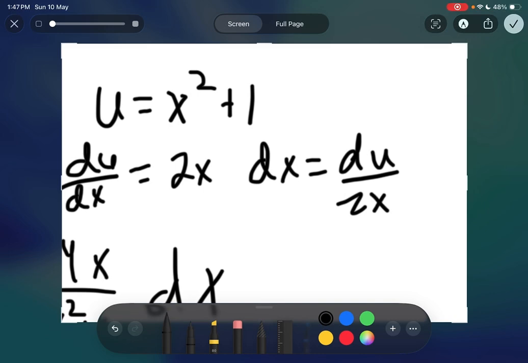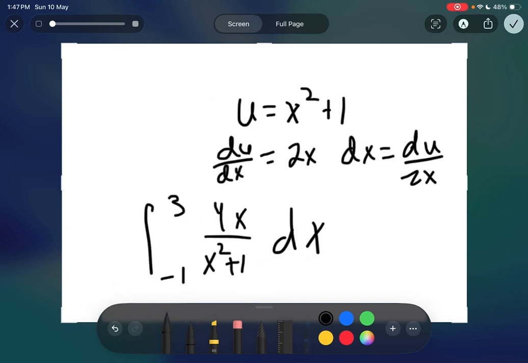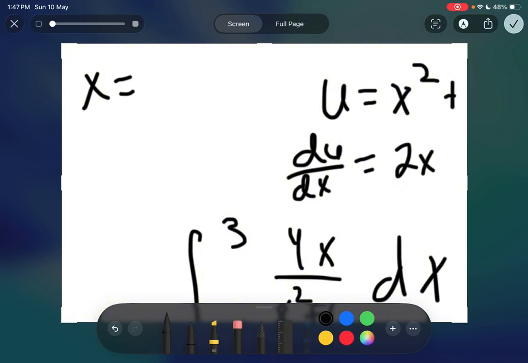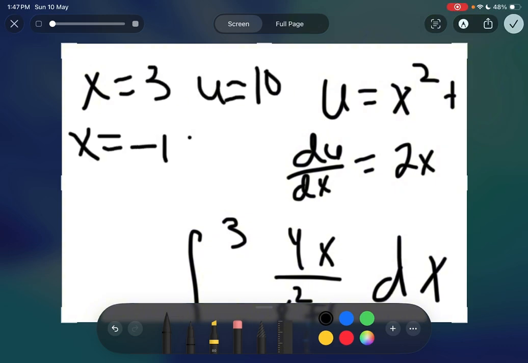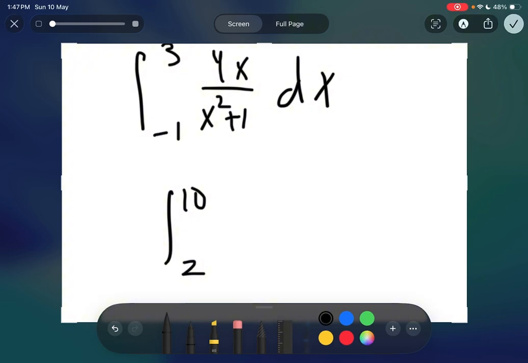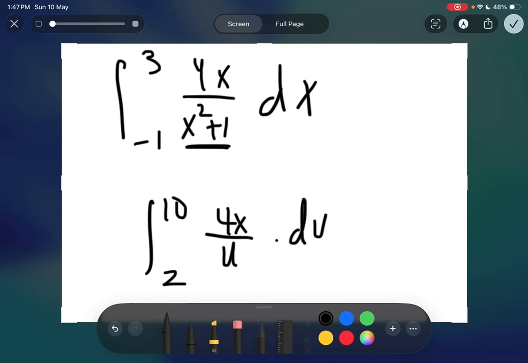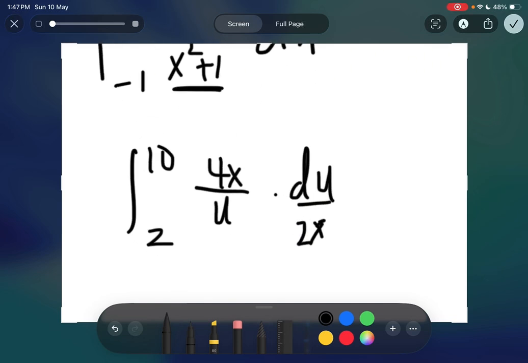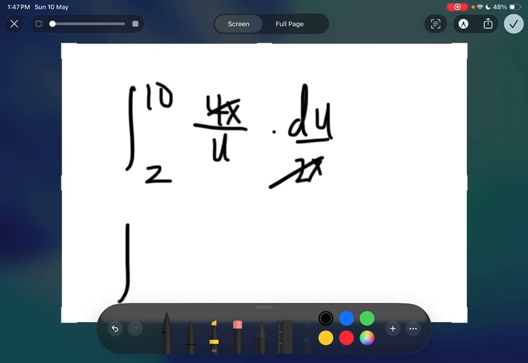Okay, you found what dx is, and when you do u substitution, you change the points. So for x equals 3, u will be equal to 10, and for x equals minus 1, u will be equal to 2. So you found the new points. Now the integral from the new points, 2 and 10, of 4x over u, because this is u, and dx is du over 2x. You simplify this, and it becomes the integral from 2 to 10 of 2 over u du.